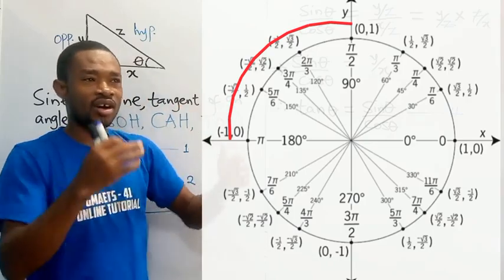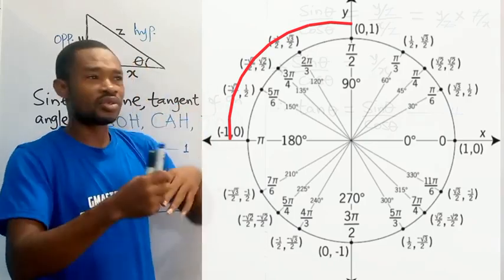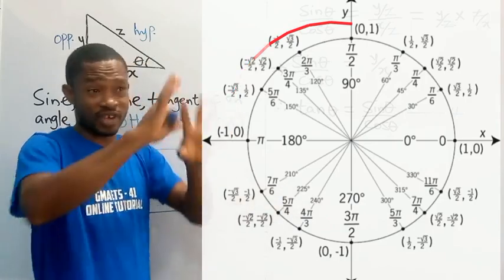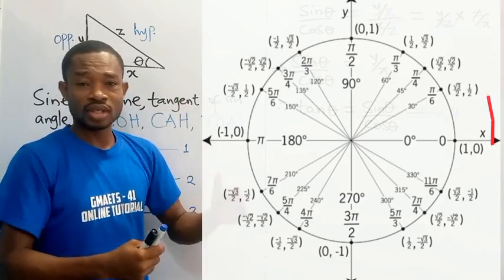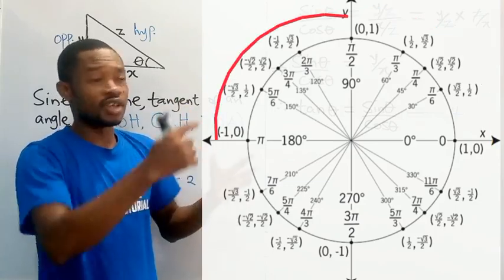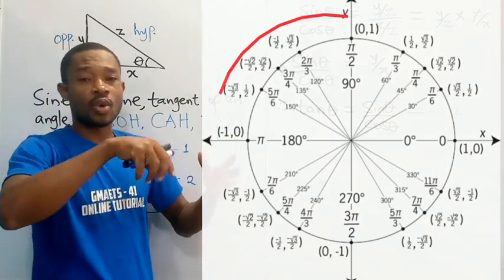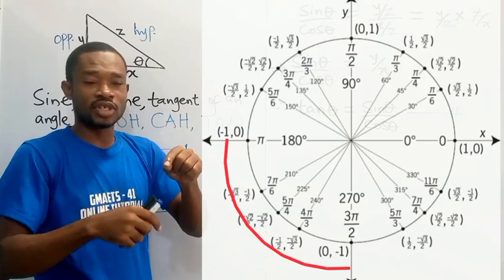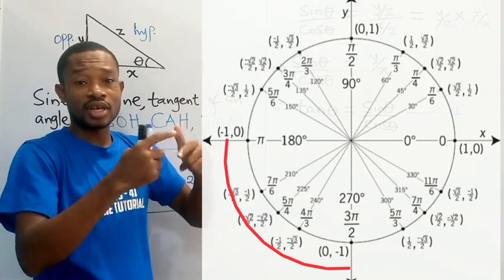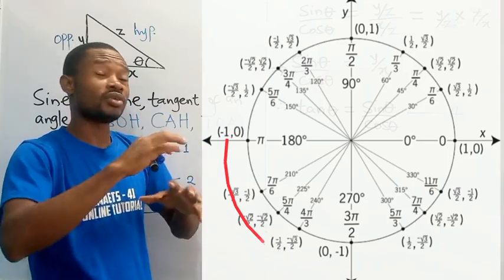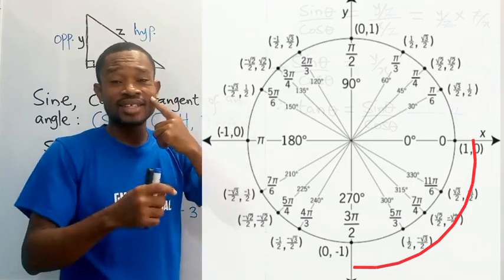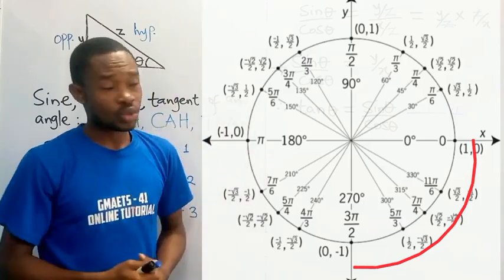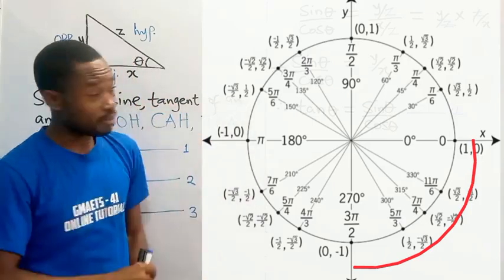Are you following? In the second quadrant, sine is positive. In the first quadrant, all of them, sine, cos, and tan, are positive. In the second quadrant, only sine is positive. You turn again, anti-clockwise. In the third quadrant, only tan is positive. It means that sine and cos are negative. If you move on to the fourth quadrant, only cos is positive. It means that sine and tan are negative in that quadrant. So that is why in some of them you see minus there.